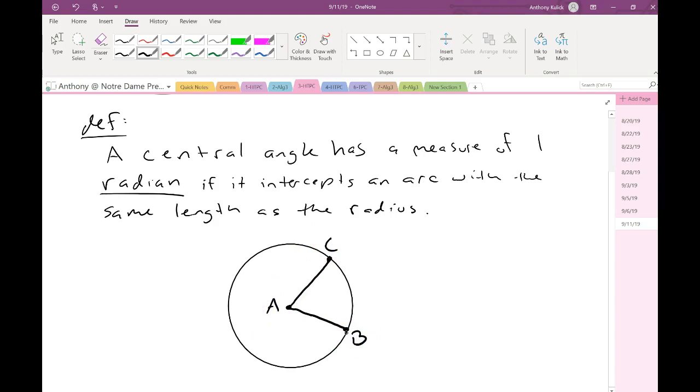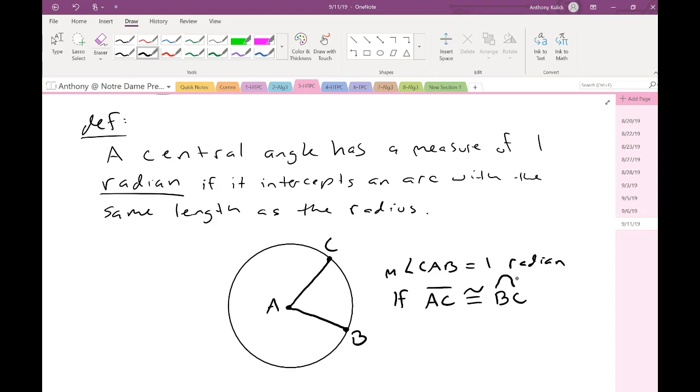So in our case, our central angle is this angle CAB. And what we're saying is that the measure of angle CAB equals 1 radian if the length AC, that's the radius, is congruent to the length of the arc BC. And remember, the way that we indicate something's an arc is we give it like an archy hat on it instead of like a straight segment hat.